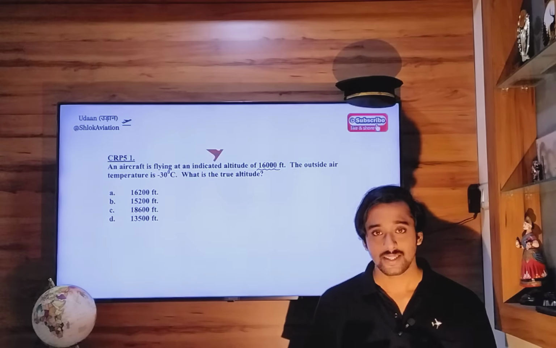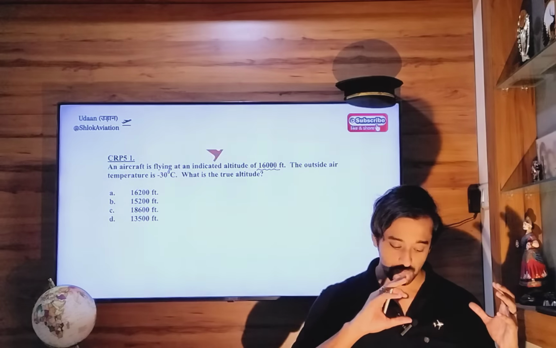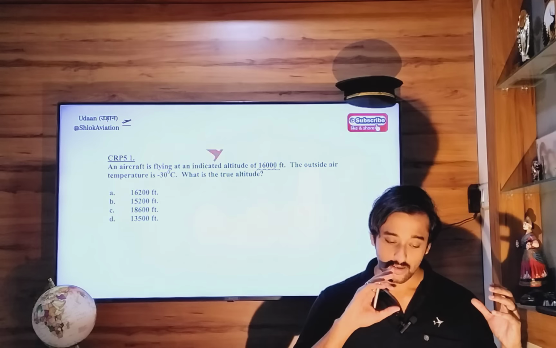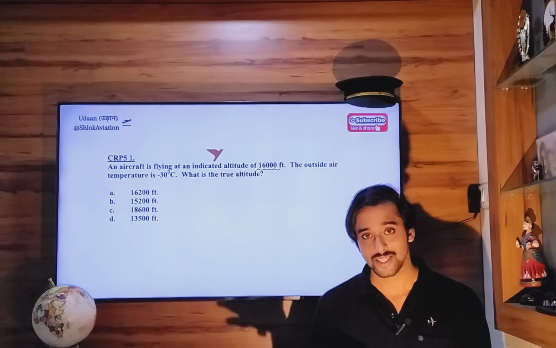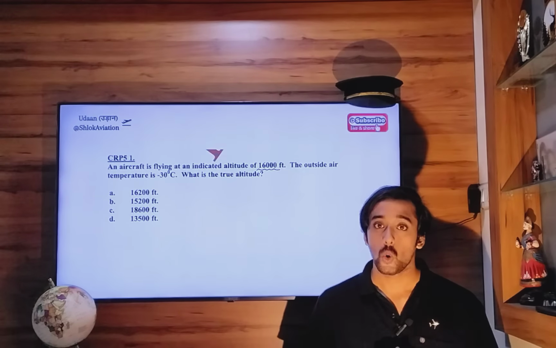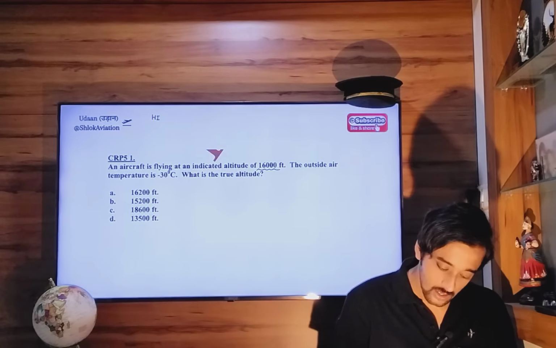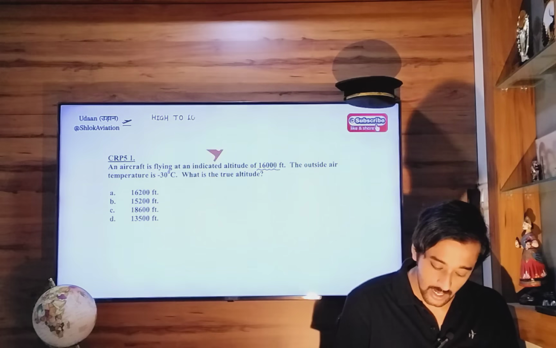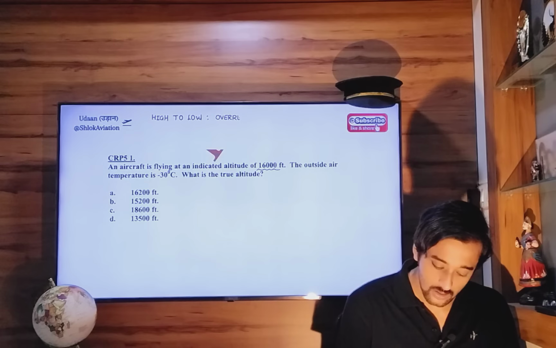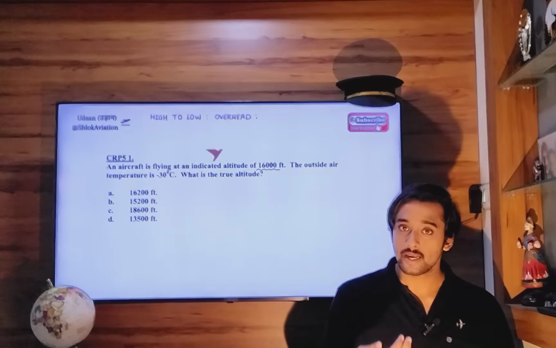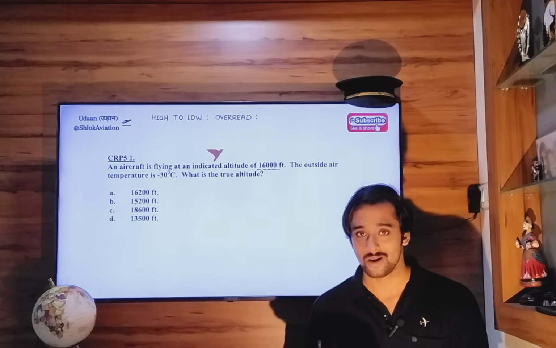altimeter will overread. Similarly, when you fly from a warm air temperature region to a cold air mass, again the altimeter will tend to overread. Meaning, you're flying from a high pressure area to a low pressure area, the altimeter will overread. Overread meaning the indicated altitude, the altitude indicated by your altimeter, will be more than your true altitude.